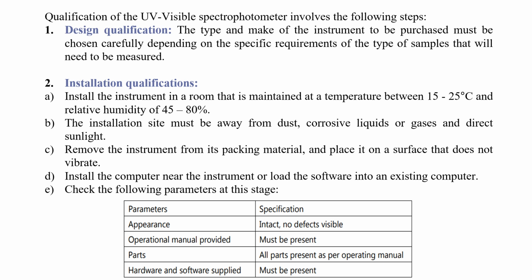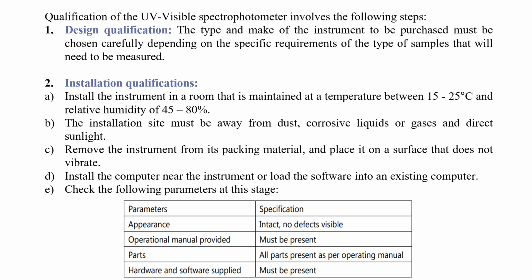The second is the installation qualification. In this step, we install the instrument following the instructions as per the guideline. We need to install the instrument in a room where the temperature is maintained between 15 to 25 degrees centigrade and the relative humidity is between 45 to 80%. The installation site should be away from dust and corrosive liquid or gas.